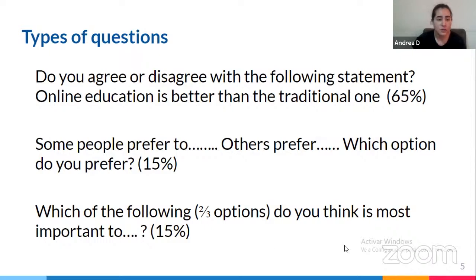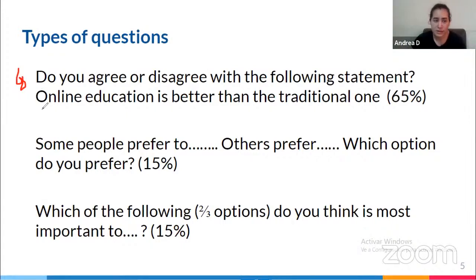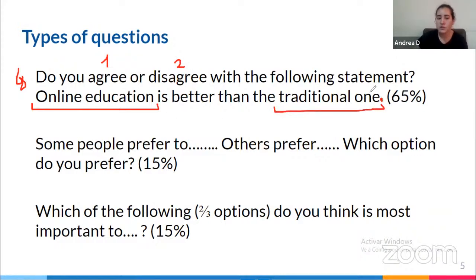So for example, they can ask you something like, do you agree or disagree with this statement? And they say online education is better than the traditional one. So maybe you don't see it yet, but you have 2 options here, right? One option would be saying, well, I do agree. That means that you prefer online education. And the second option would be saying that you disagree, which means that you feel that the traditional type of education is better. So you have 2 options. You can agree or you can disagree with this topic.